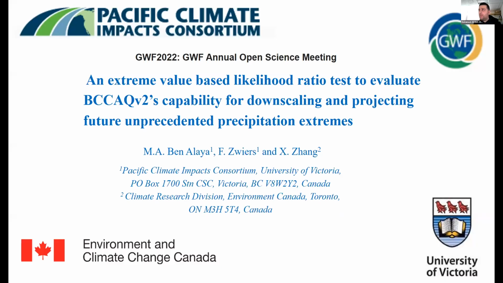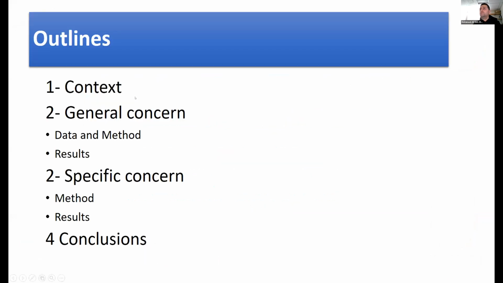So I'm going to talk about an extreme value-based likelihood ratio test to evaluate the BCCAQ version 2 capability for downscaling and projecting future unprecedented precipitation extremes. My outline: I will talk about the context, the general concern, then the specific concern, and then I'm going to conclude.